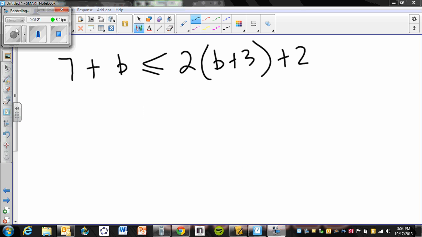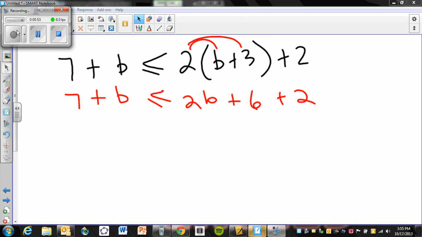Then you'll see problems that aren't quite as easy, but when you use little baby steps here and there, we'll get to where we need to be. 7 plus b is less than or equal to 2 times the quantity of b plus 3, and then plus 2 here on the end. Get rid of the parentheses first.